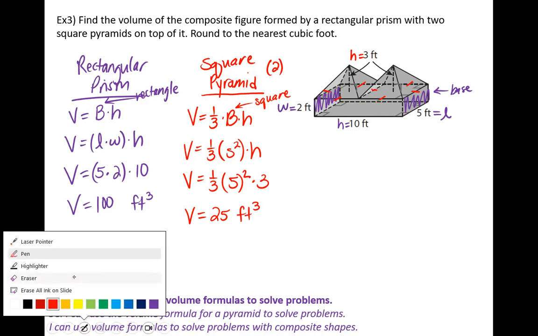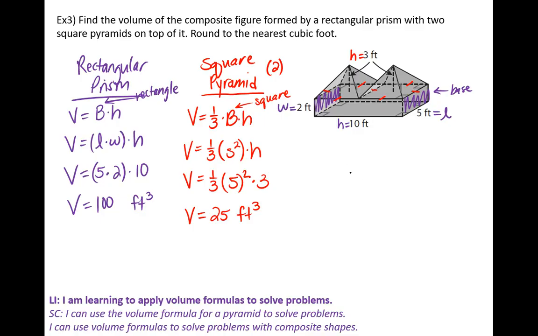When we go to add this one up, we do need to be careful. I have my rectangular prism, which is the bottom part, the 100, I have one square pyramid is 25. The other square pyramid is also 25 because they're the same. And then I'm going to add those up so I get a final answer of volume is 150. And again, the units are feet and cubed.